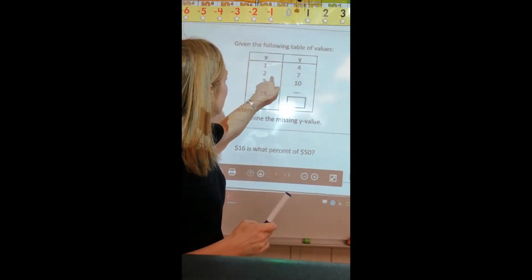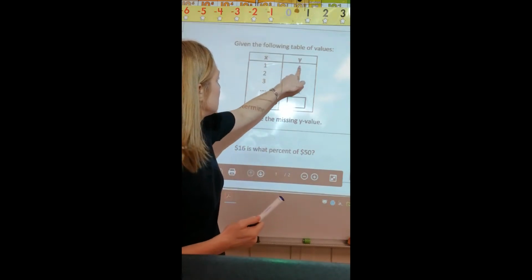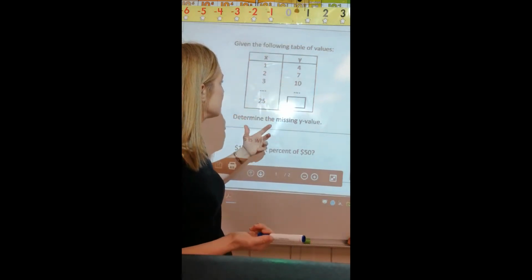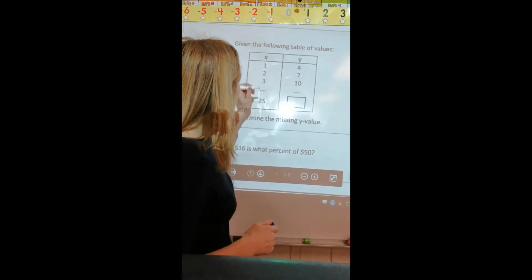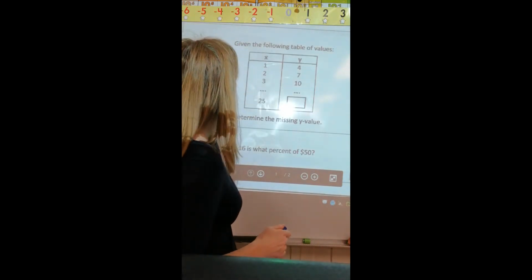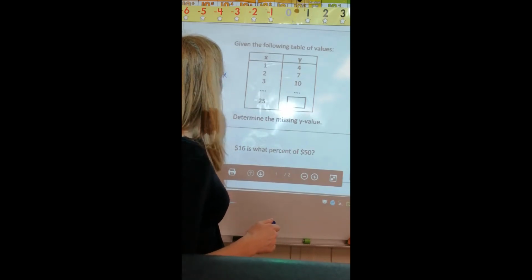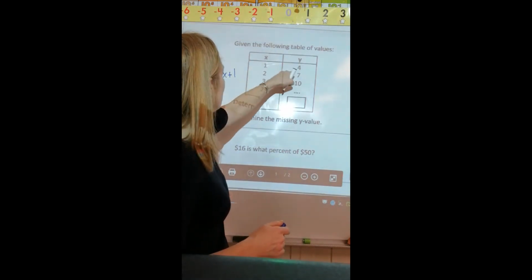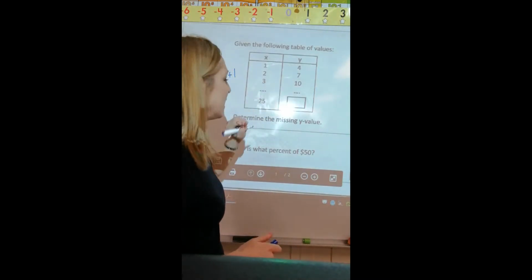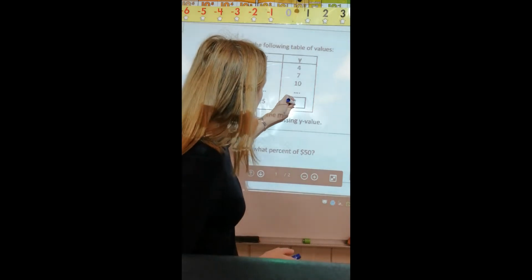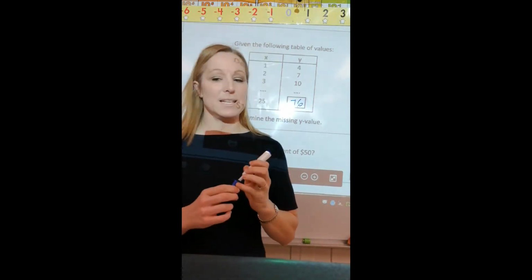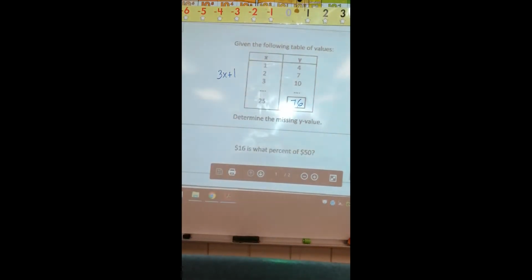Well, I could try adding 3. That doesn't work. Multiplying by 4. That doesn't work. Well, what if I multiply x by 3 and then I add 1? That's going to work every time. So if I take 25 times 3, that's 75. Add 1, 76.